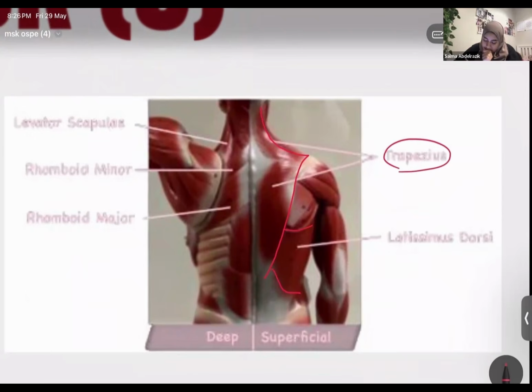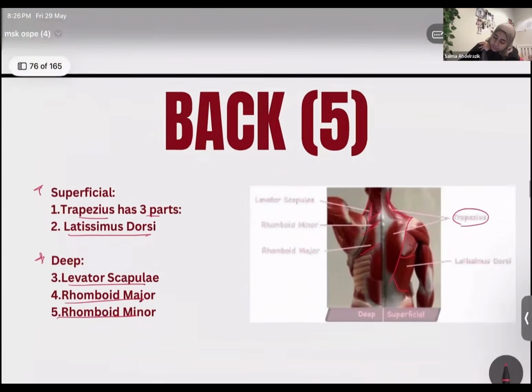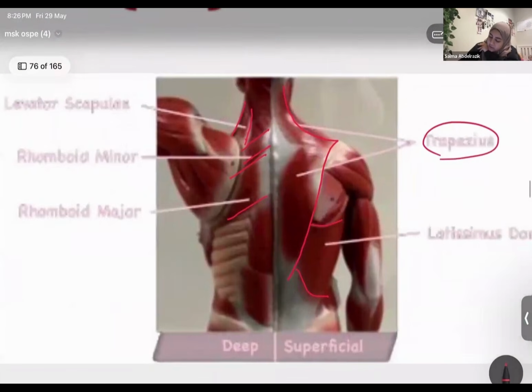And then rhomboid major. Over here it's big. And the minor is on top of the major, because minor usually comes on top. And then you have the levator scapulae, which is over here. Don't mix it with the neck. It's a back muscle. Cool. It's superficial and deep. Clearly it's divided. These are the things you see superficially, and then remove them to see the deep ones.